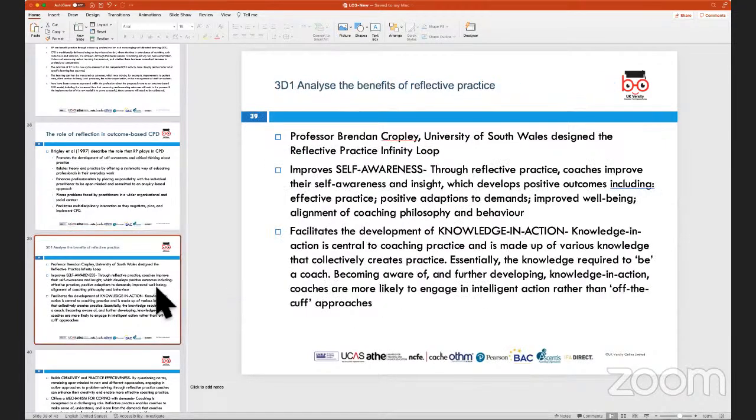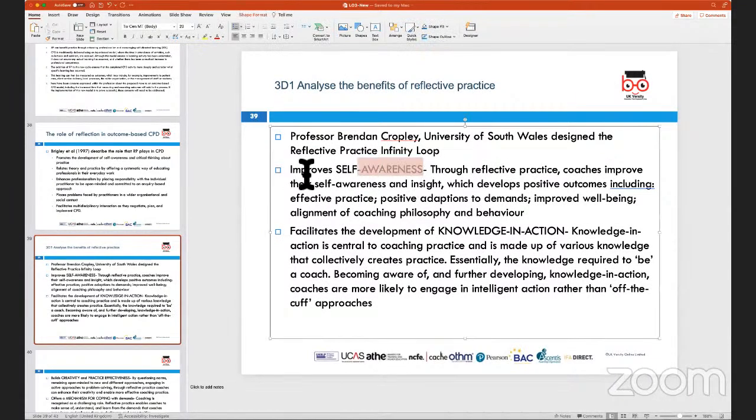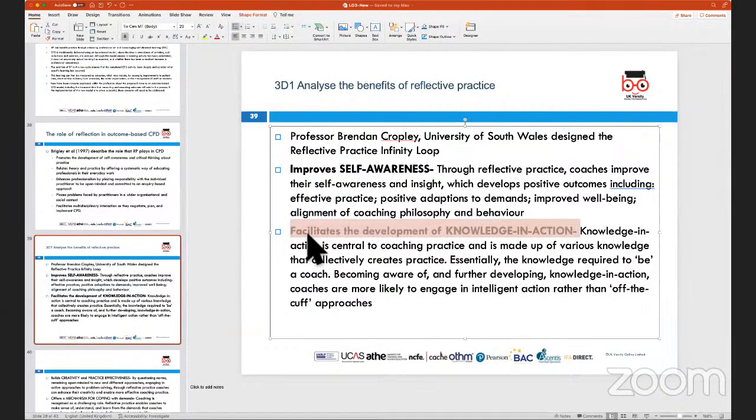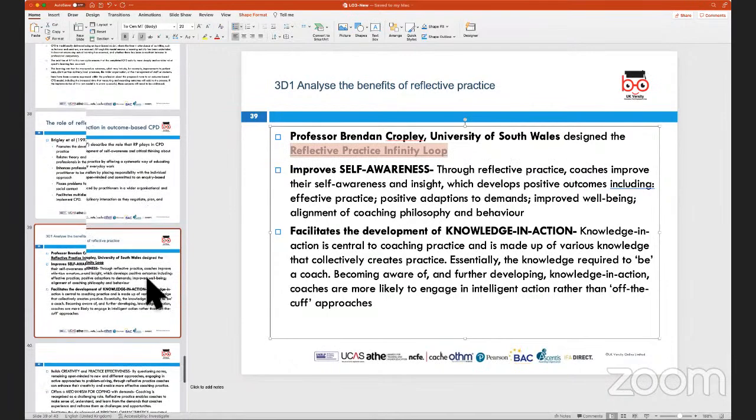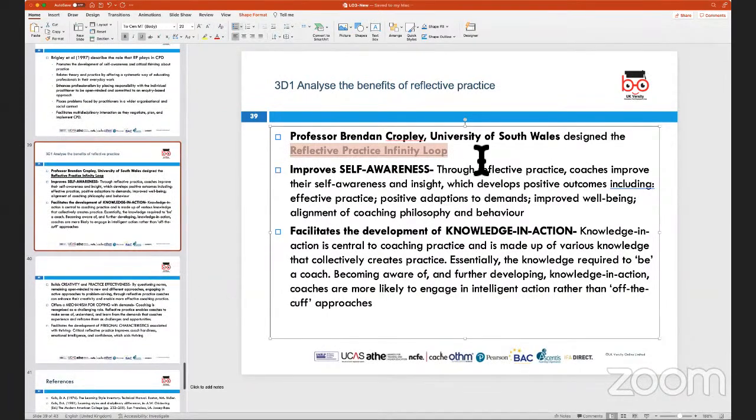The distinction task is going to be focused on understanding the benefits of reflective practice. Now, there are some benefits of reflective practice which have been discussed and clearly analyzed and put forward. Professor Brendan Cropley from the University of South Wales was instrumental in designing what is called the reflective practice infinity loop. This infinity loop lists out essentially the 5 benefits of reflective practice. It looks at improving self-awareness, facilitates development of knowledge in action.